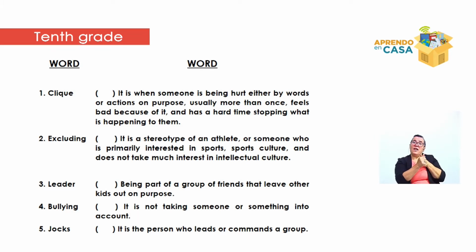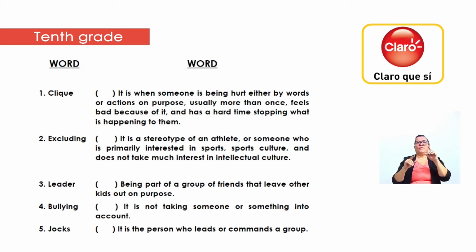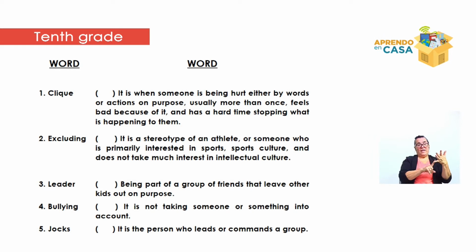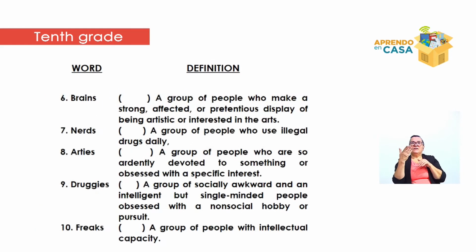Then we have the words in the other column. Word number 1 is clique. Number 2, excluding. Number 3, leader. Number 4, bullying. And number 5, jocks. Okay, let's see the other 5 definitions on the next slide.